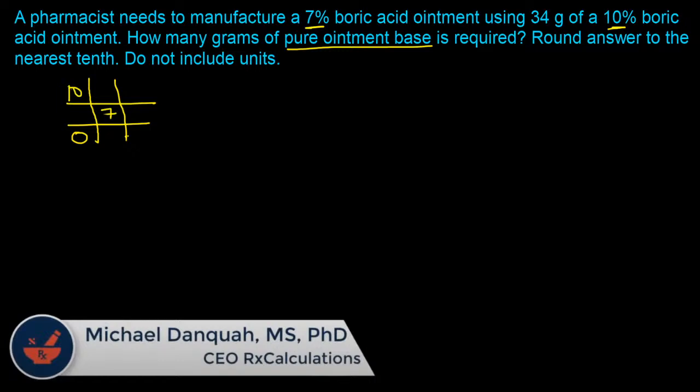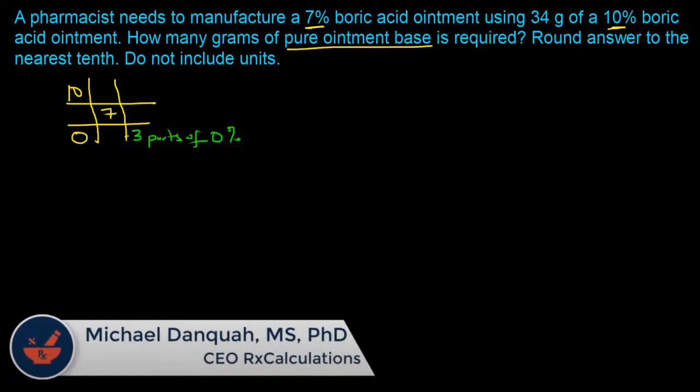What we need to do is subtract the desired concentration, which is 7, from the higher concentration, which is 10. So 10 minus 7 is 3. And that goes to the bottom right. Now the 3 indicates the parts of the pure ointment base, or the 0% component. That's what that number actually means.